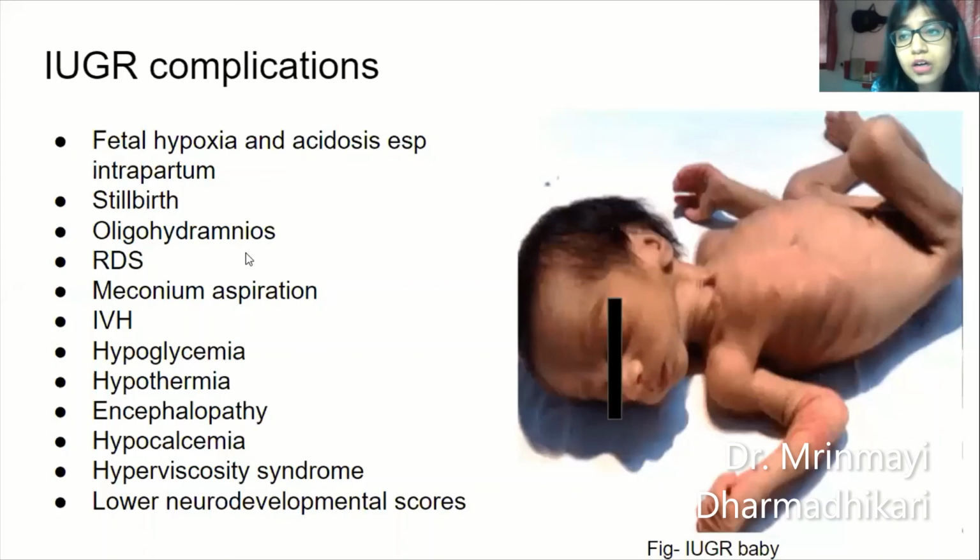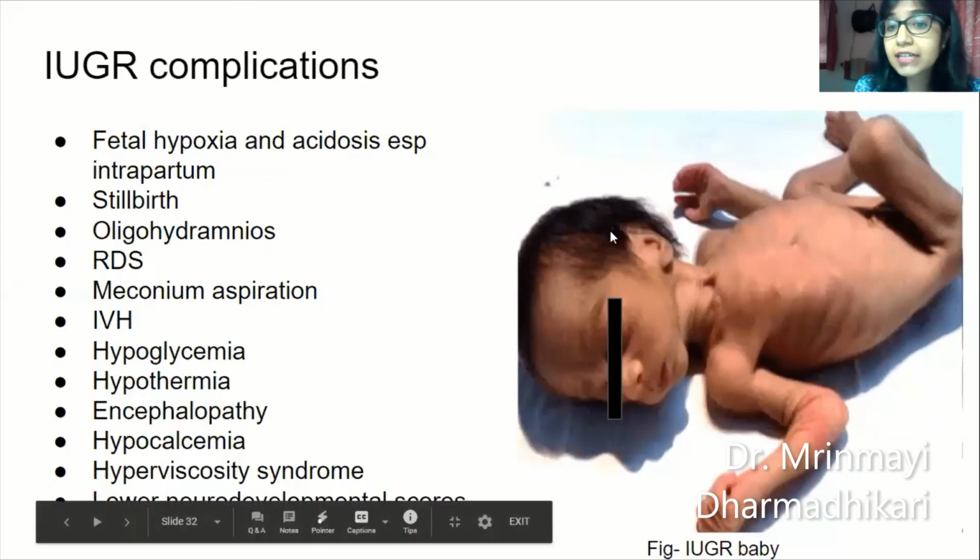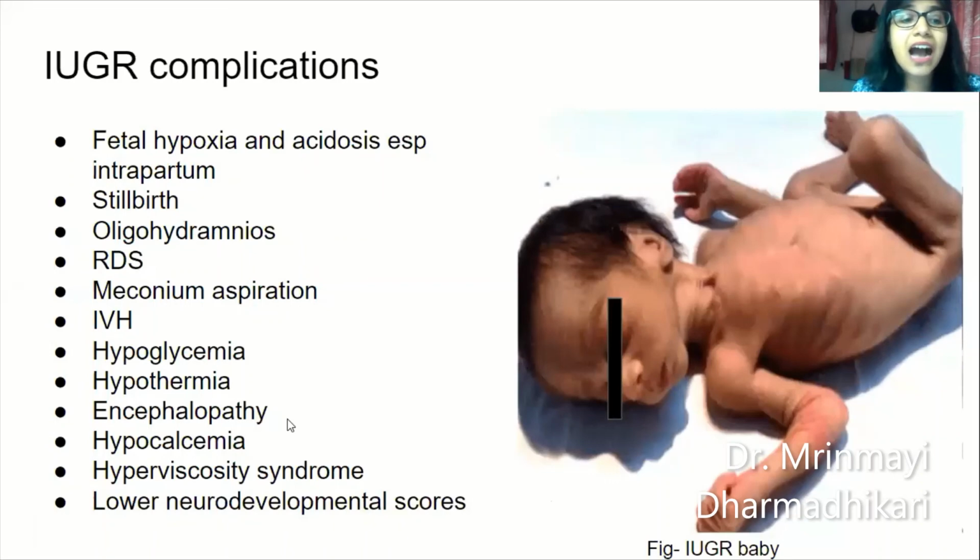Oligohydramnios can lead to complications like cord compression, which can cause variable decelerations. Respiratory distress syndrome, meconium aspiration, again due to acidosis. Intraventricular hemorrhage, more common in preterm IUGR babies. Hypoglycemia, hypothermia because of larger head circumference, especially in asymmetric IUGR babies. Encephalopathy because of chronic hypoxia and acidosis.